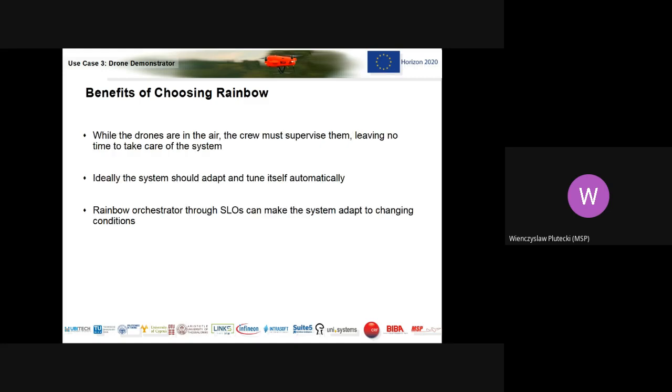And the third element is that we want to pay attention to what the drones are doing. We don't want to care about the system during the mission. And so we would like to have a system that will tune itself and adapt to changing topology, to changing load. And we can achieve that with Rainbow through SLOs, service level objectives. So we can define rules that will adapt the system to its current state based on some metrics.